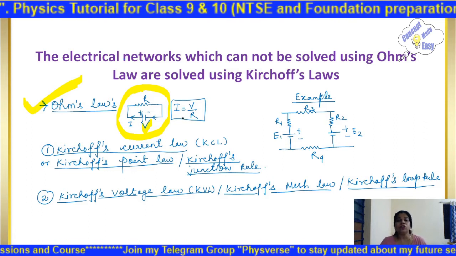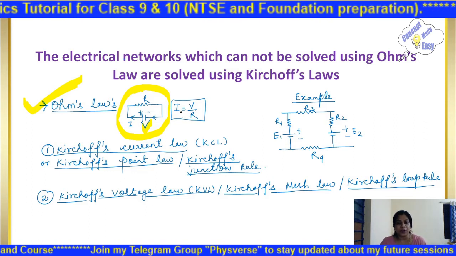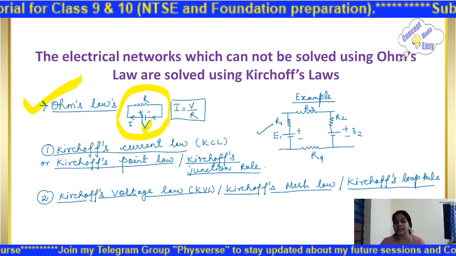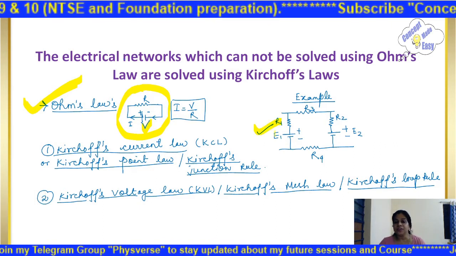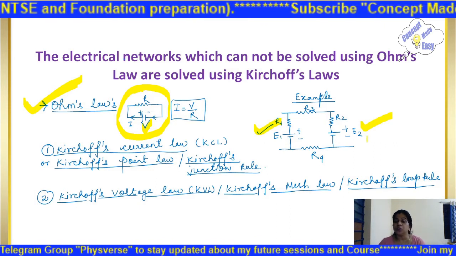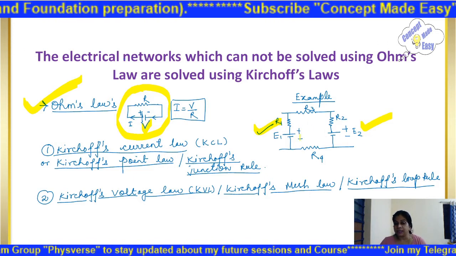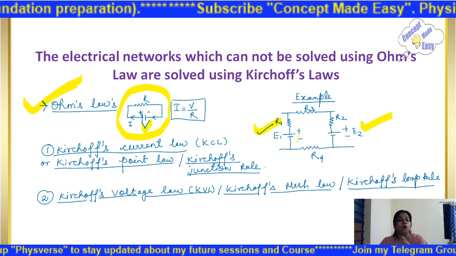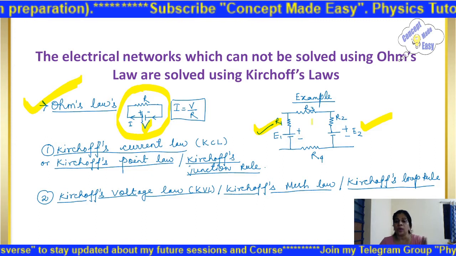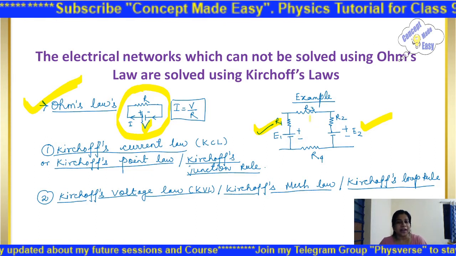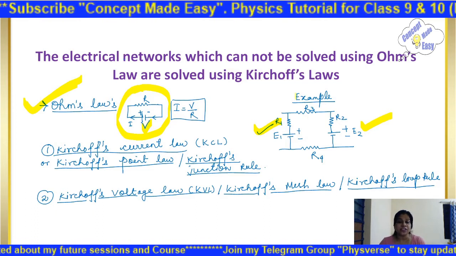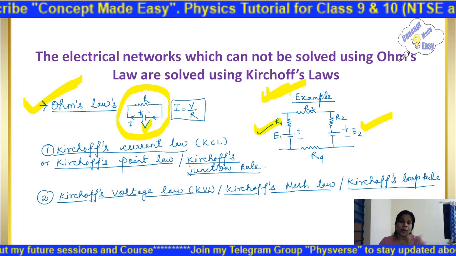But for a complicated circuit, say where two voltage sources are there, one is E1 and another voltage source is E2, how do you solve for the current flowing through a particular resistance in this type of circuit? In this type of circuit, you need to understand Kirchhoff's law. For such a circuit, you are going to apply Kirchhoff's laws.